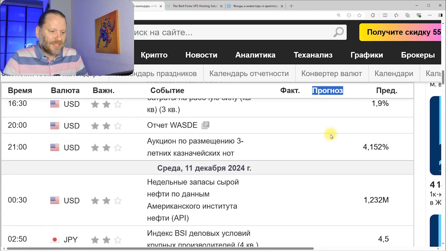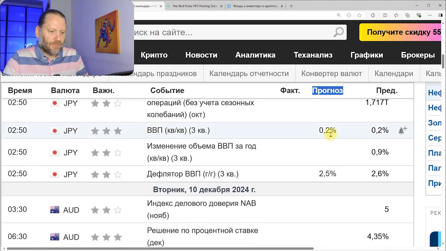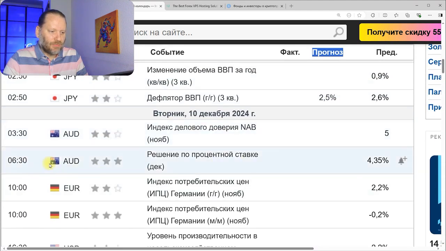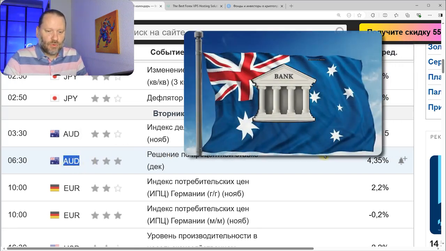The most important thing that I noticed is that on Tuesday, there will be this interest rate. Look, on December 10th, Tuesday at 6:30 Moscow time, there will be news on Australia: the interest rate decision. That is, the Australian Central Bank will most likely reduce the interest rate. Why lower? Well, because now there is a process of reduction all over the world, that is, the cycle of interest rate reductions by central banks. And last time, the Australian Central Bank cut the interest rate, the Australian dollar fell, and we made money on it.